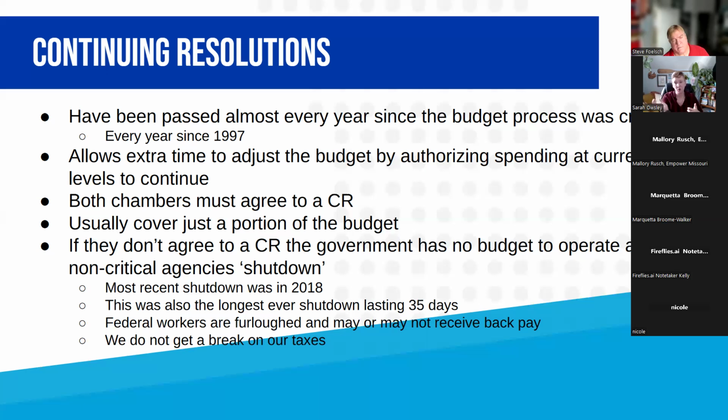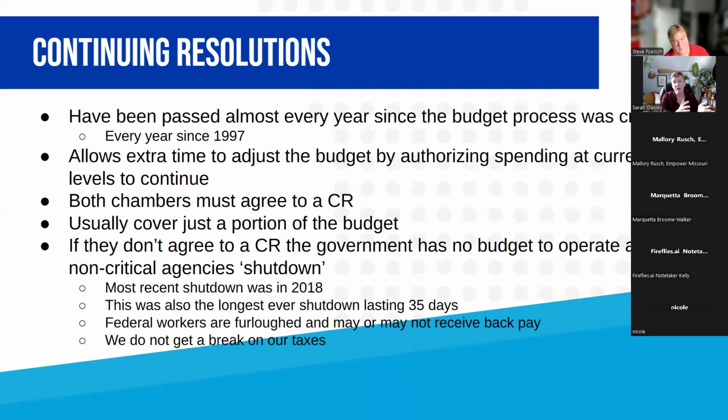Extra programs may not be appropriated in this way. Sometimes not everything is covered. It's not like the full year's budget is carried forward. And if they don't agree to a continuing resolution, then the federal government or that portion of the federal government doesn't have any budget to operate.